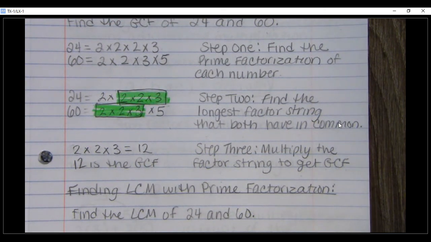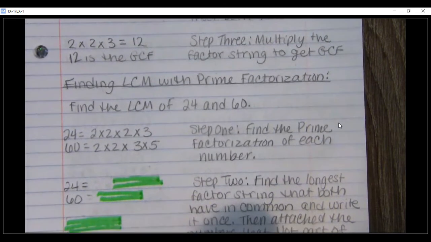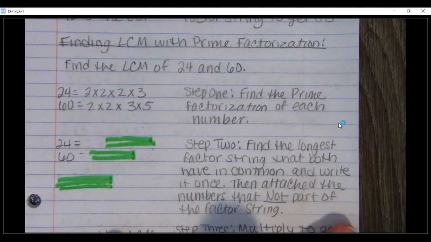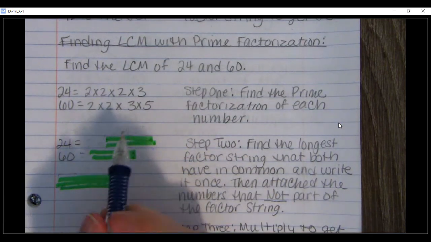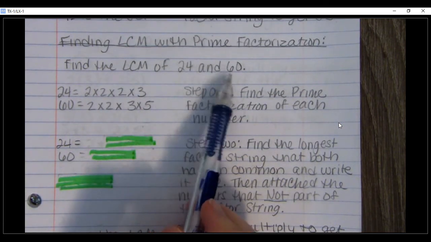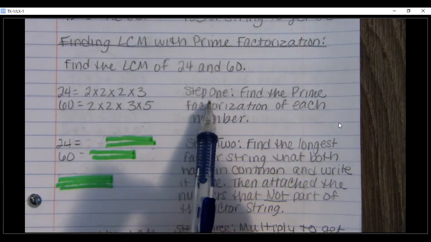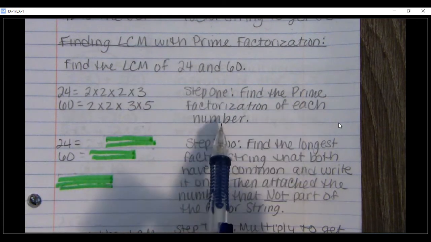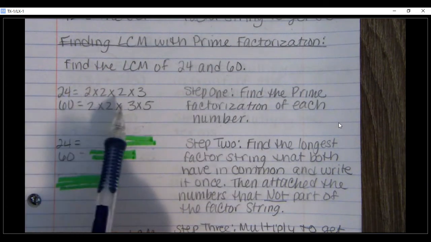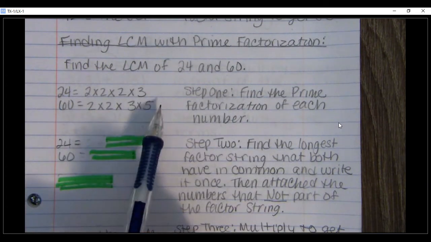Okay, so we found the greatest common factor. Let's try finding the least common multiple. Okay, here we go. Now we're finding the least common multiple of 24 and 60. So again, step 1, find the prime factorization of each number. Great, that's already been done. Again, if you need a review, please look back at the other video.